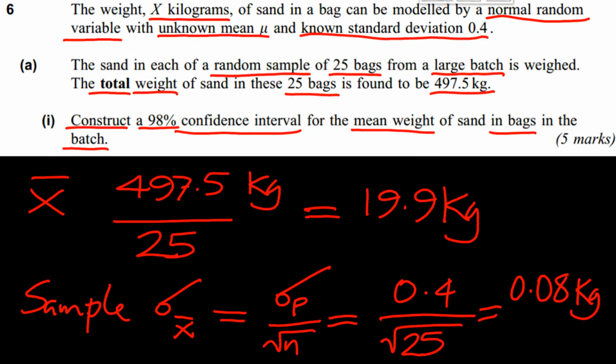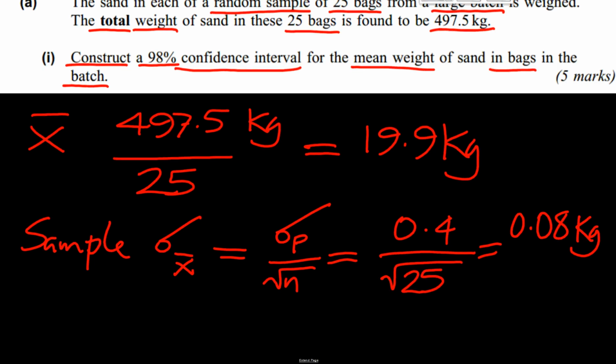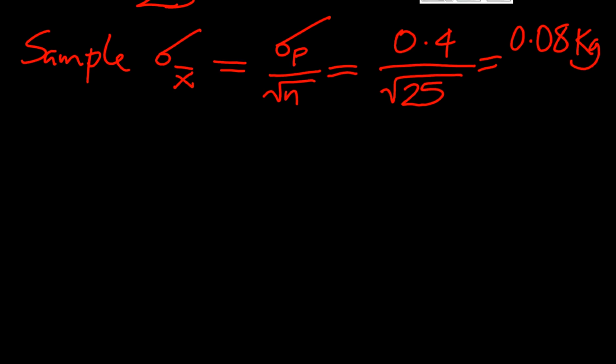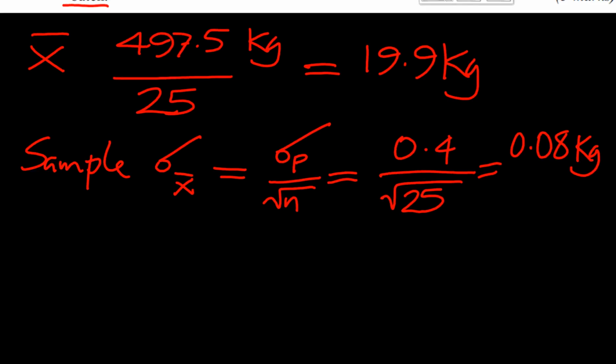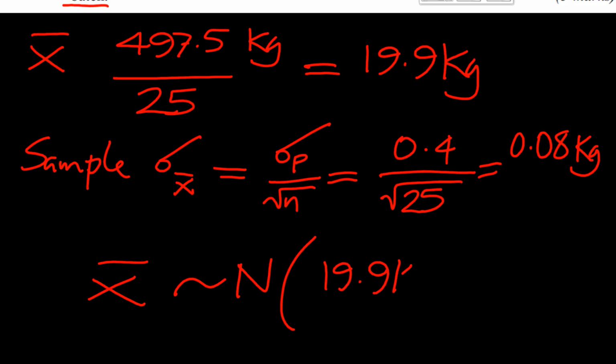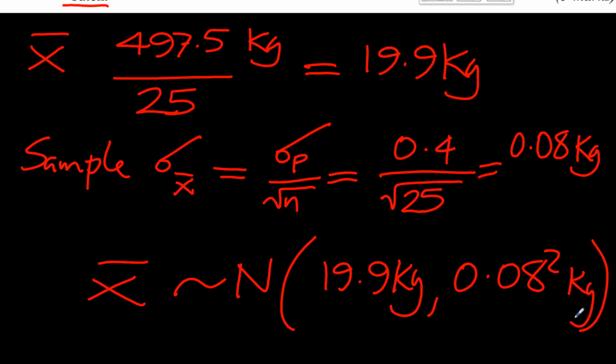So in reality we have, excuse me, gone too far there. We have, from this information, we know that the sample mean distribution is normally distributed, and we're going to start with a mean of 19.9 kilograms and a standard deviation of 0.08 kilograms. So that's going to be our distribution of our sample mean.